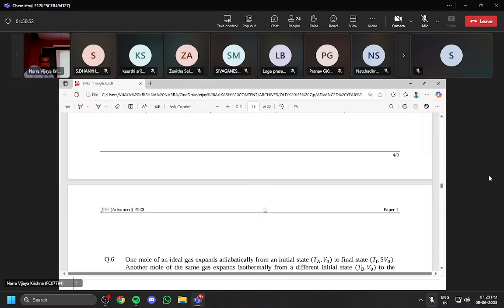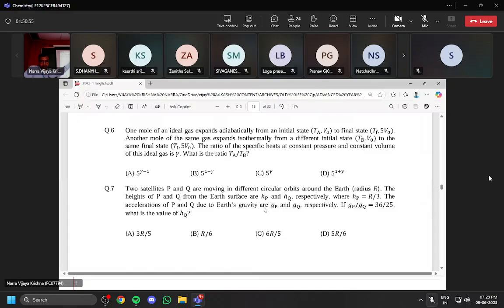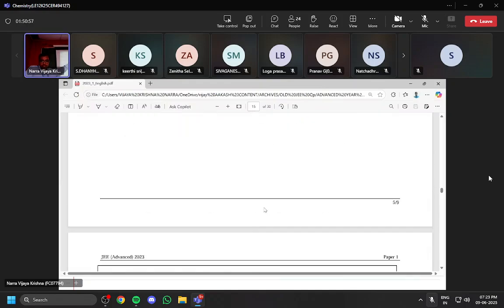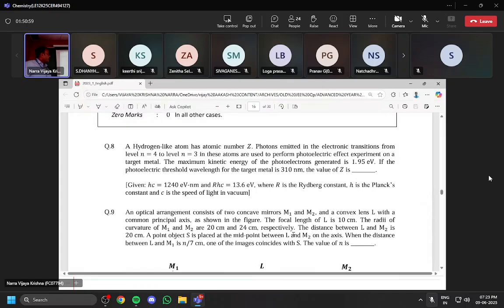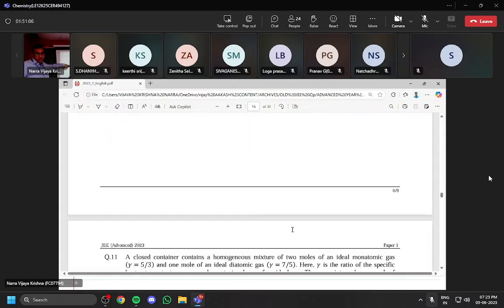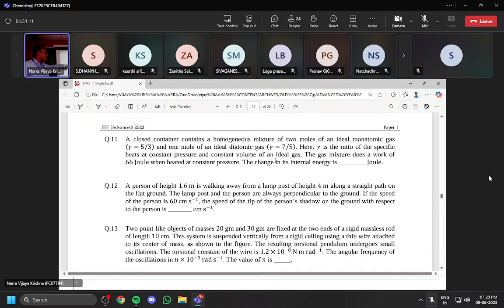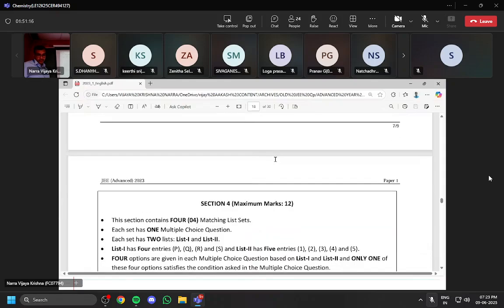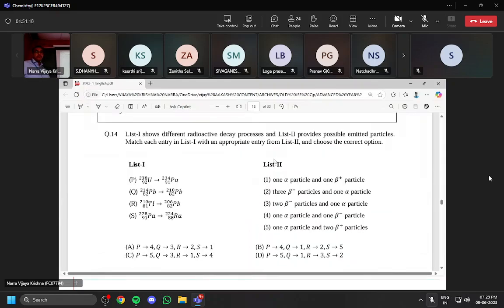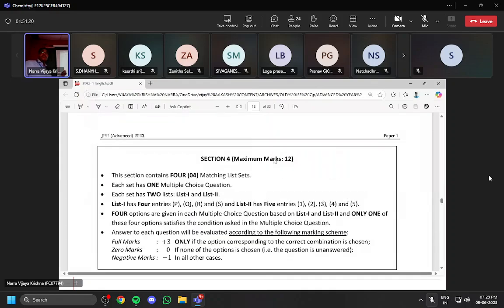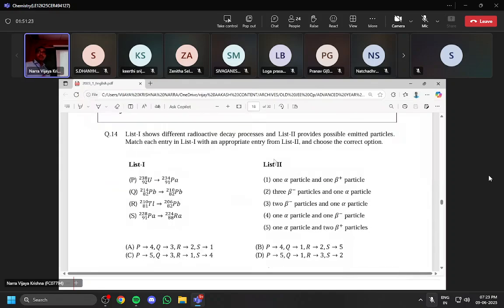Again, thermodynamics question. This is 2023 paper. Again, structure of atom question. Response, sir. Again, thermodynamics question. Solve. In which physics? Solve. Just now we discussed it, man.